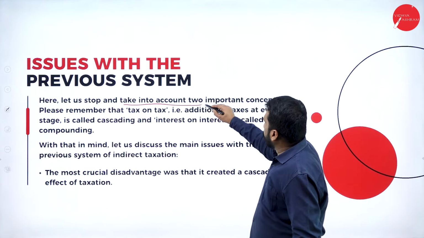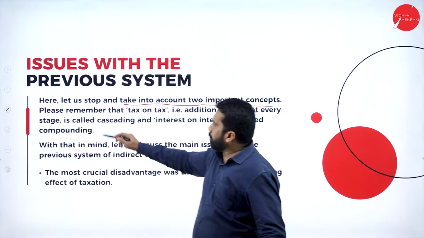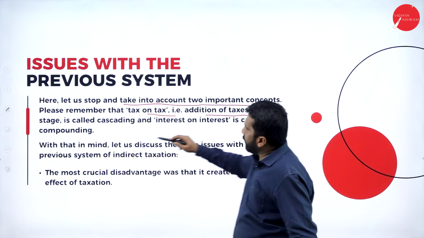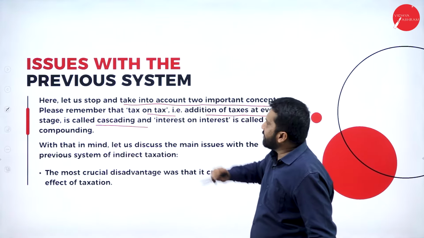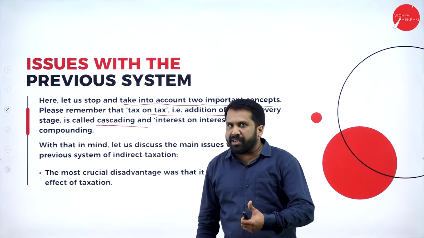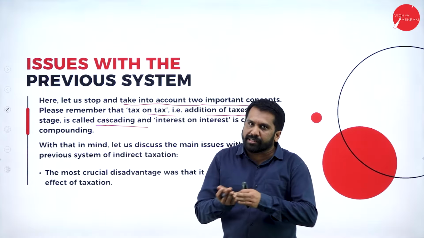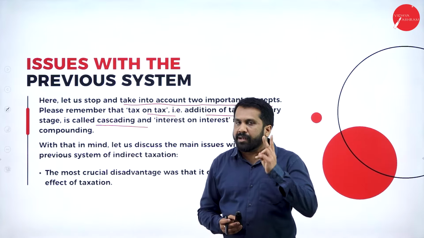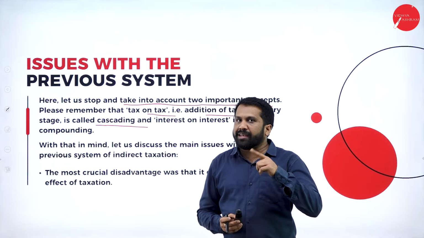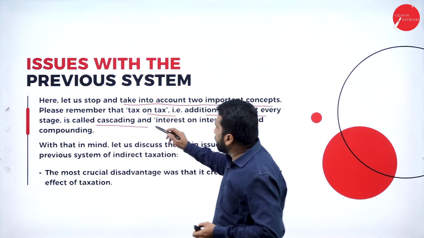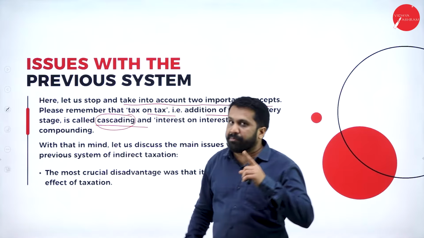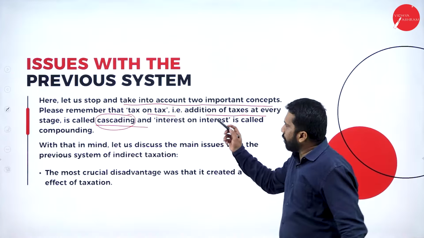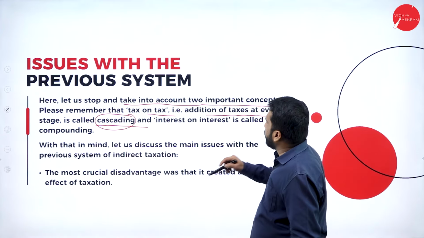Stop taking into account two important concepts. Please remember that tax on tax, that is additional taxes at every stage, is called cascading. You already paid tax on the same goods at the same price, and again you are paying tax. You are paying two times to the government. When you make a double payment, that is called cascading: making payment twice on the same product at the same price. To avoid that, they made this GST.